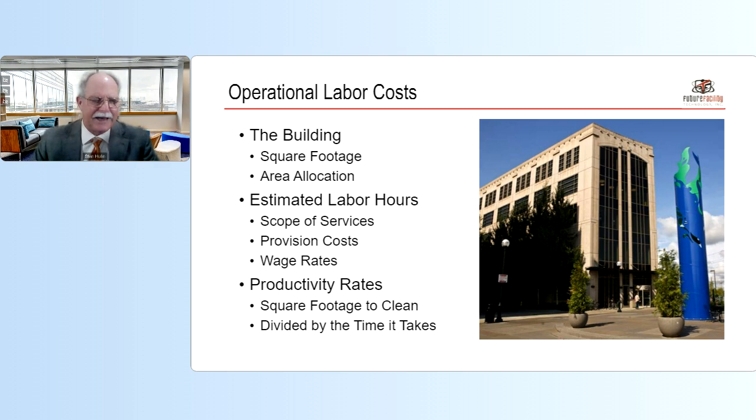In the estimated labor hours, we talk about the scope of services. What services need to be done to fulfill the contractual obligation? The second part of that labor cost is, what are the provisions? What are the equipment, tools, and materials and chemicals that you need to get the job done? They need to be wrapped into that labor cost as well.